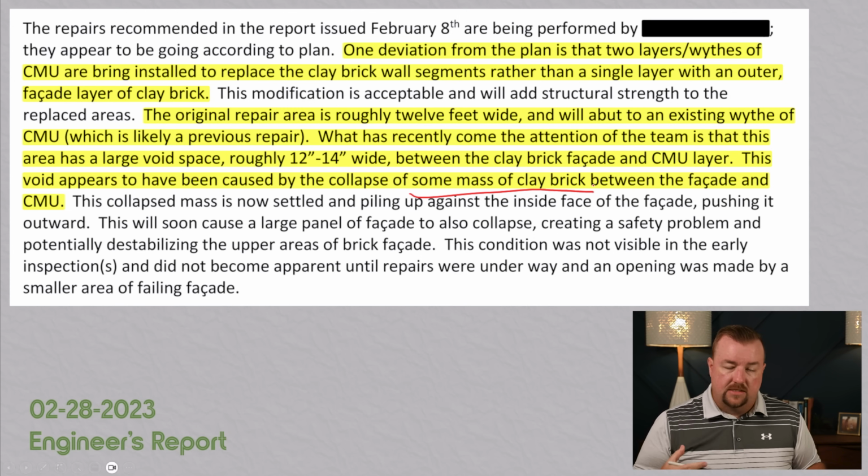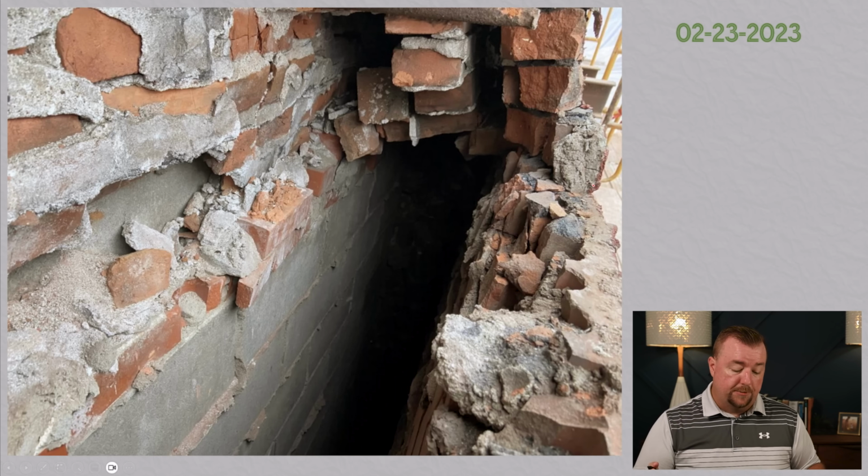Well, what is that mass? Is it structural or non-structural? Well, you be the judge. We're going to look at it. Some massive clay brick between the facade and CMU. Okay, so the mass is settling, piling up, and pushing off the facade. Okay, so they're very concerned, this whole project, they're very concerned with the condition of the facade.